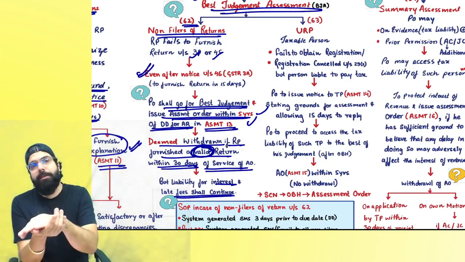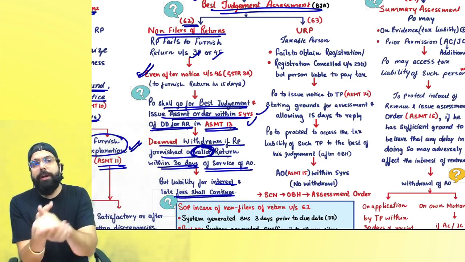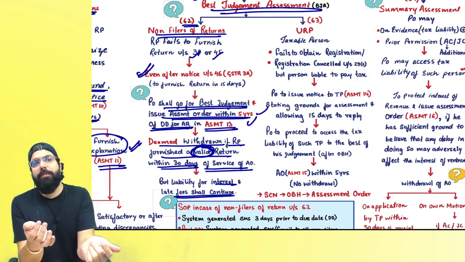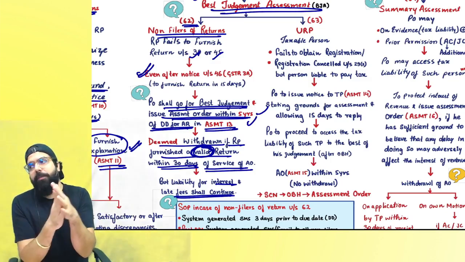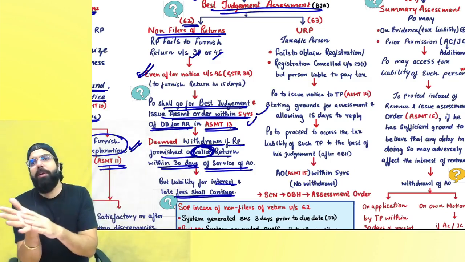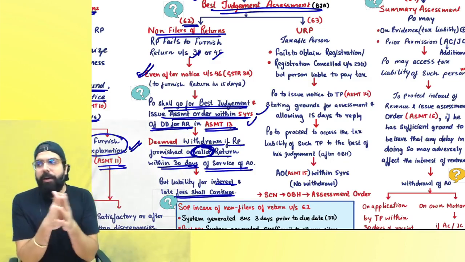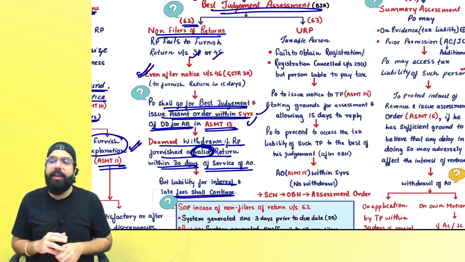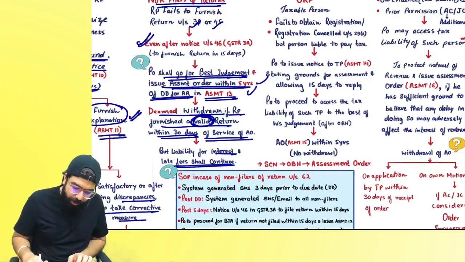Once the best judgment assessment is done, within 30 days of the service of the order, you can file your return. If you file your return, the best judgment assessment order is deemed to be withdrawn. But when you are filing your return, please pay the tax and file your return. Liability for interest, etc. will still continue. Can I go ahead, everyone?